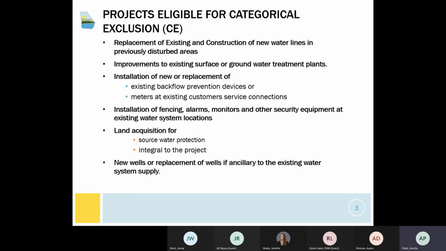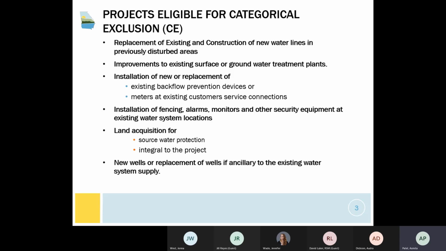First of all, let's just discuss what are the projects that are eligible for CE. The first category will be replacement of existing and construction of new water lines in previously disturbed areas. For example, if a water main breaks or if the water lines are deteriorating and aged, that they need to be replaced, those kind of projects will fall under CE. Second is improvements to existing surface or groundwater treatment plants.